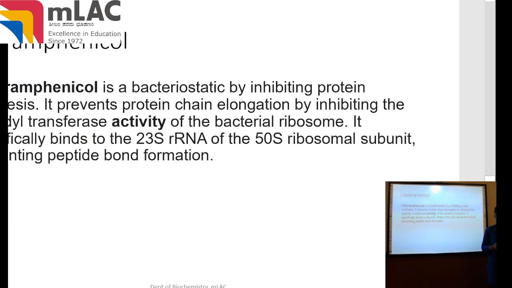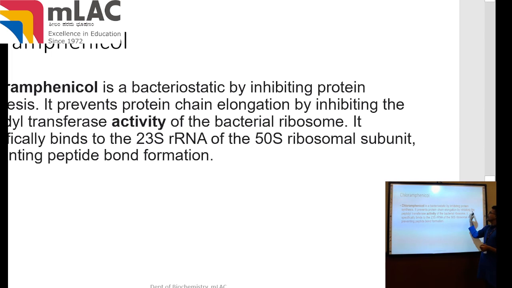Chloramphenicol, it is a bacteriostatic. Hope we can understand the word bacteriostatic. What is it? It inhibits the growth of bacteria. It inhibits the growth of bacteria by inhibiting protein synthesis. You know that in biology we understand that protein synthesis is the prime most biological process. If that is inhibited, the organism will immediately succumb to death.